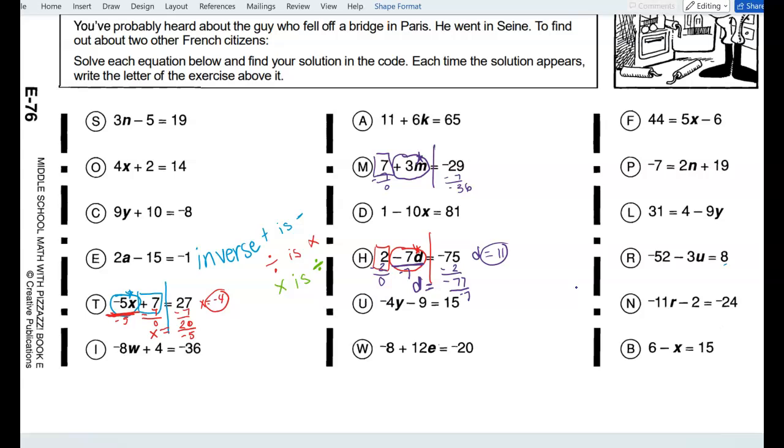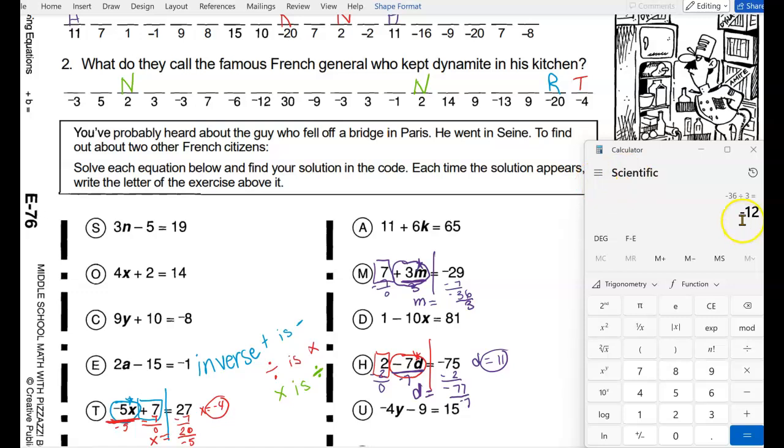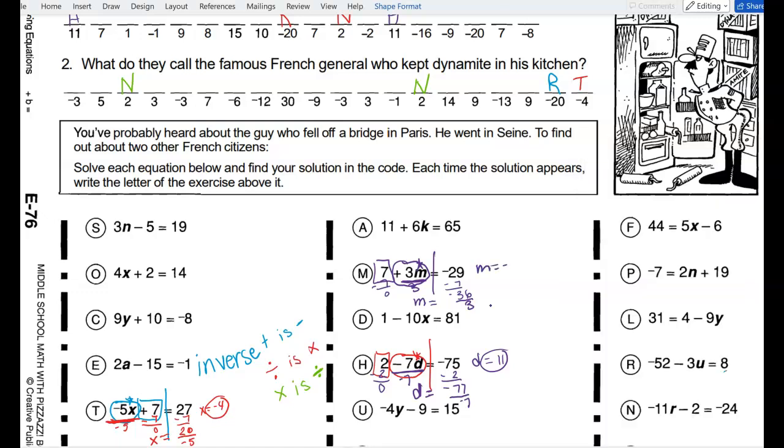We are multiplying. Inverse is division. Divide by 3. We just get 1M. And what we do to one side, we do to the other. Negative 36 divided by 3 gives us negative 12. So we're going to find negative 12, and we're putting the letter M with it.